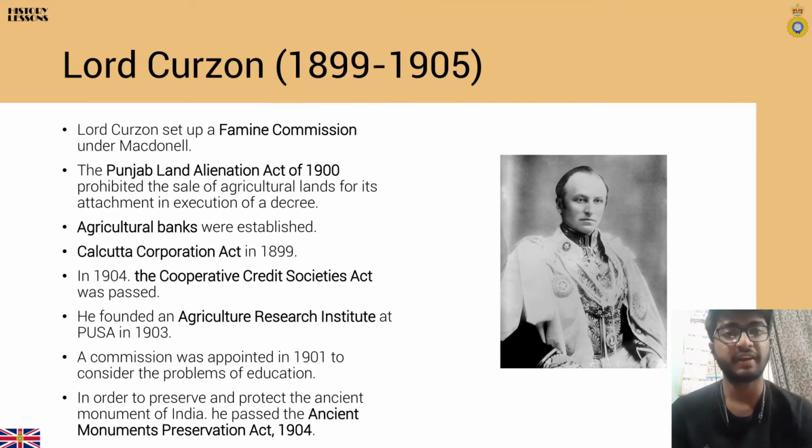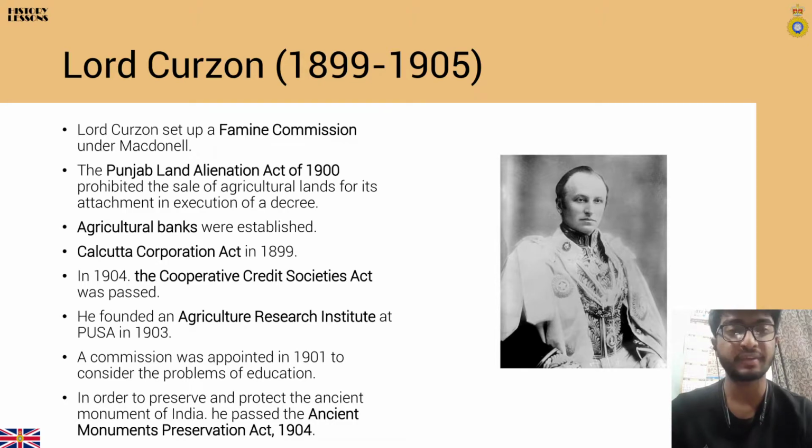The next important Viceroy of India was Lord Curzon, from 1899 to 1905. Lord Curzon set up the Famine Commission under MacDonnell. The Punjab Land Alienation Act in 1900 prohibited the sale of agricultural land in execution of a decree. Agricultural banks were established.